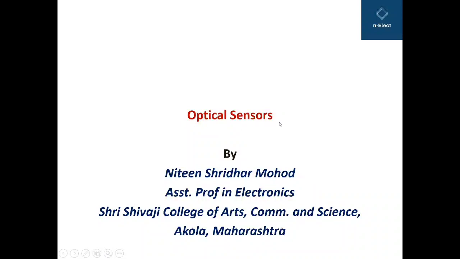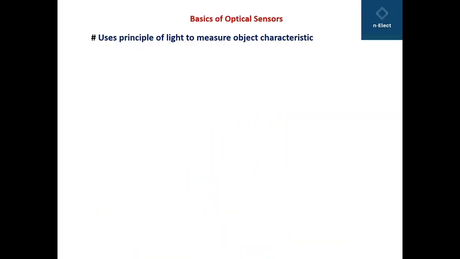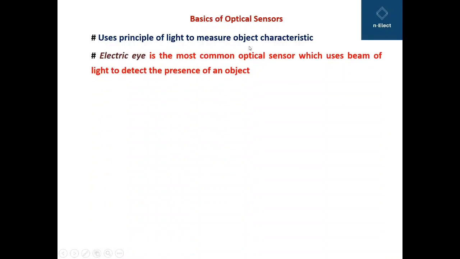These are the sensors which deal with the sensing of light. Basics of optical sensors: they use the principle of light to measure object characteristics. Electric eye is the most common optical sensor, which uses a beam of light to detect the presence of an object.